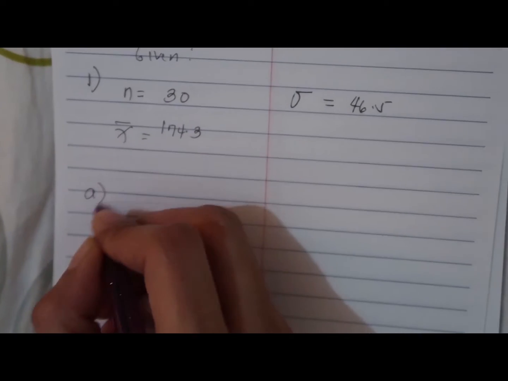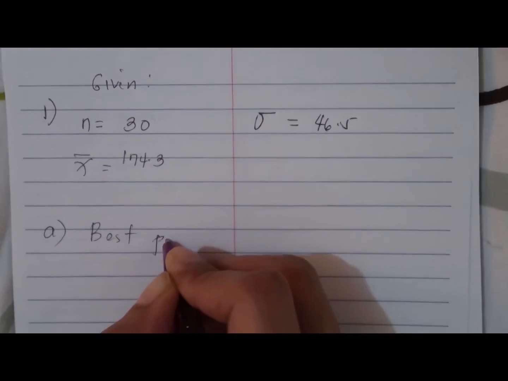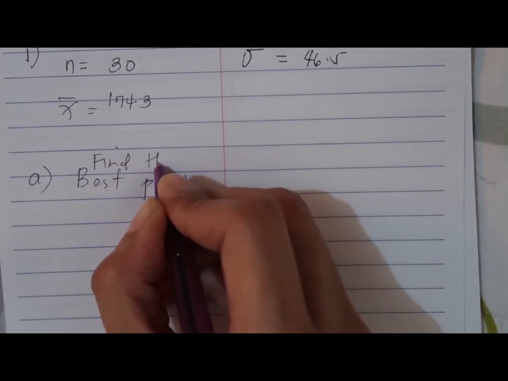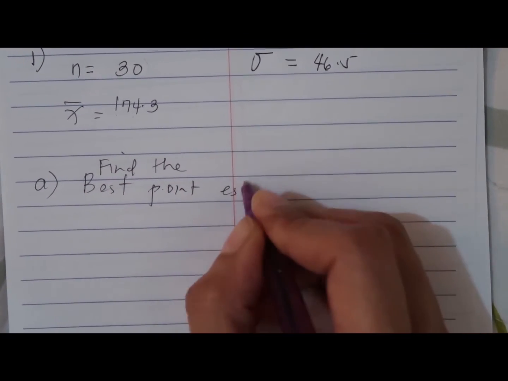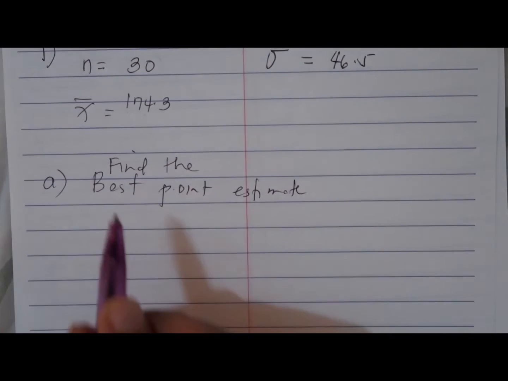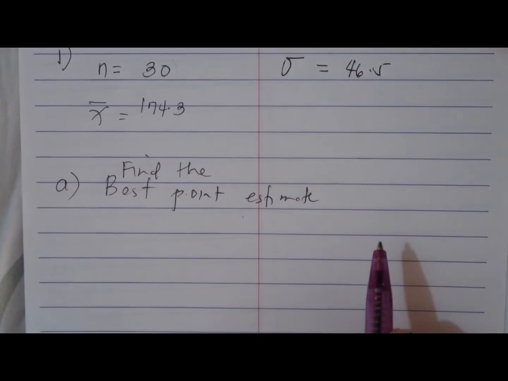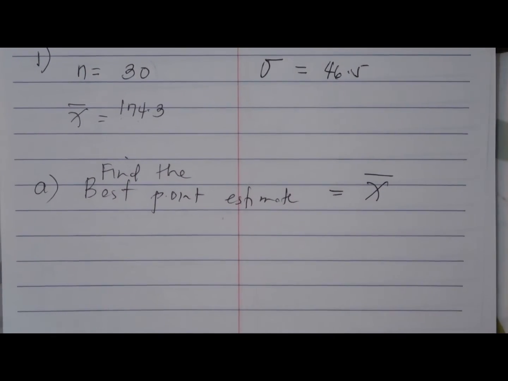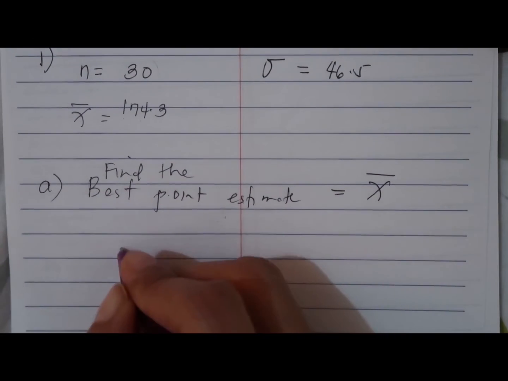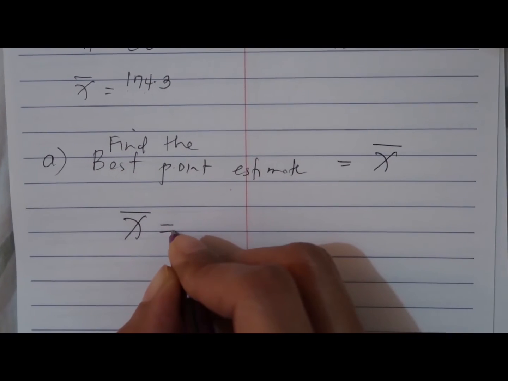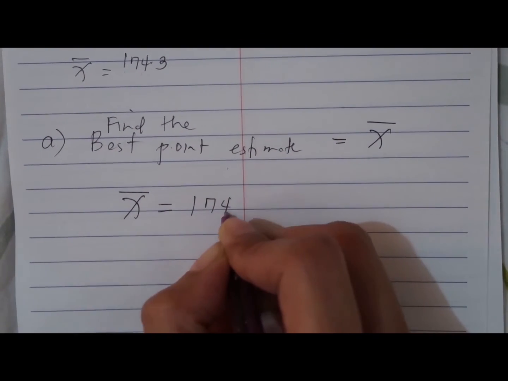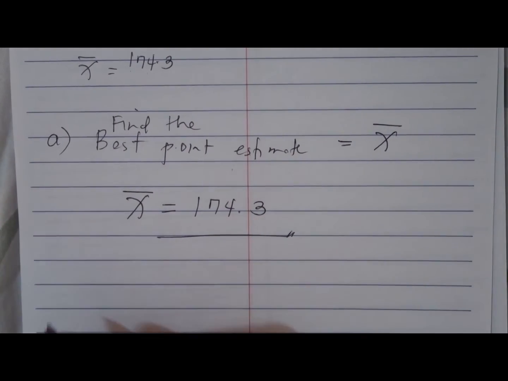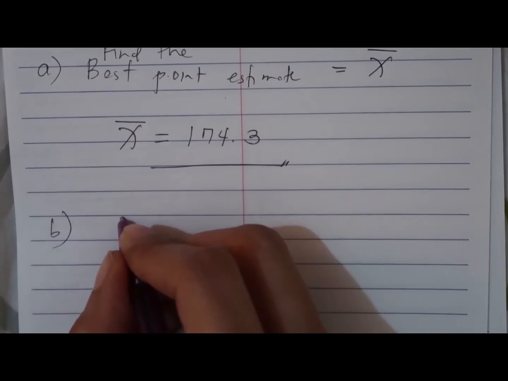So find the best point estimate. Remember that the best point estimate is your sample mean. So therefore, the best point estimate is 174.3. That's it. Next, letter B. Construct a 99% confidence interval.